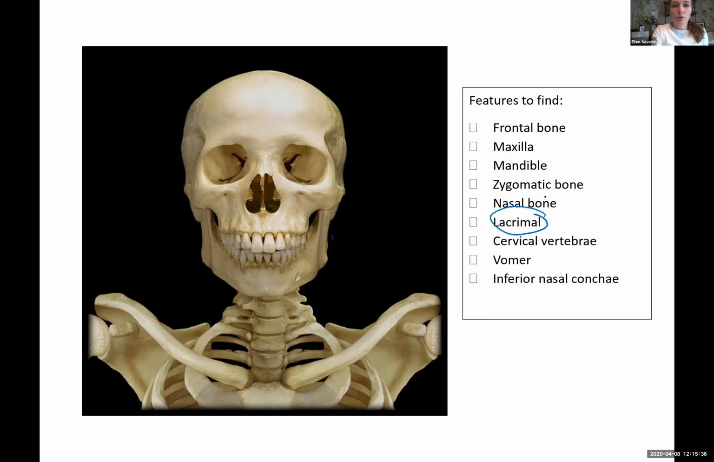The lacrimal bone, you can barely see it in here. It's just going to be on the medial corner of our eye socket.